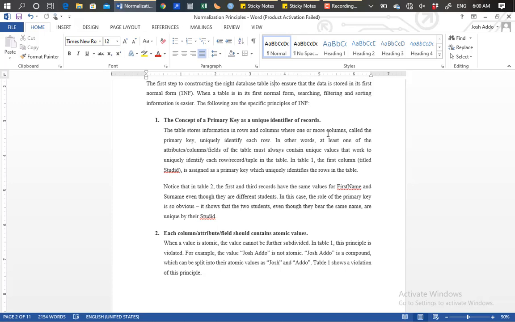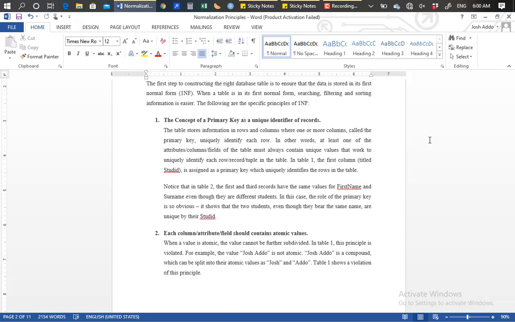The challenge is that if you keep such data where we have, let's say, 5 people with the same name, the same date of birth, and the same hometown, and you need information, let's say the person's name is Josh Ado, the date of birth is 27 December 1990, and the hometown is Abuasi.